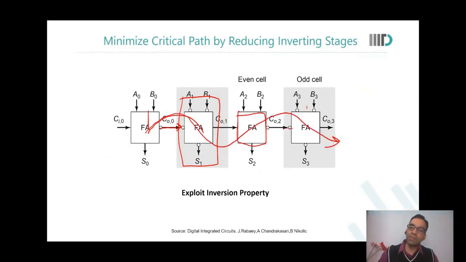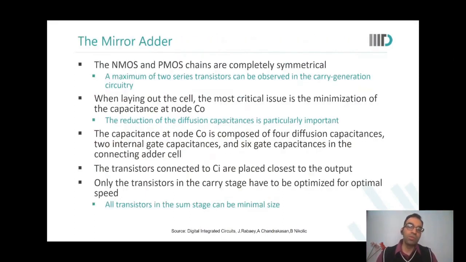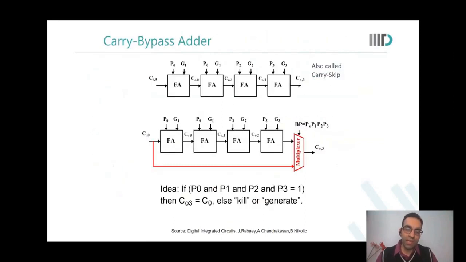See, the sum path is very short, but the Cout path is very long, especially if you have a large number of bits. So you will see in the next few slides that we're just talking about how to anticipate the carry. So one way is to bypass the evaluations of Cout for all these stages.